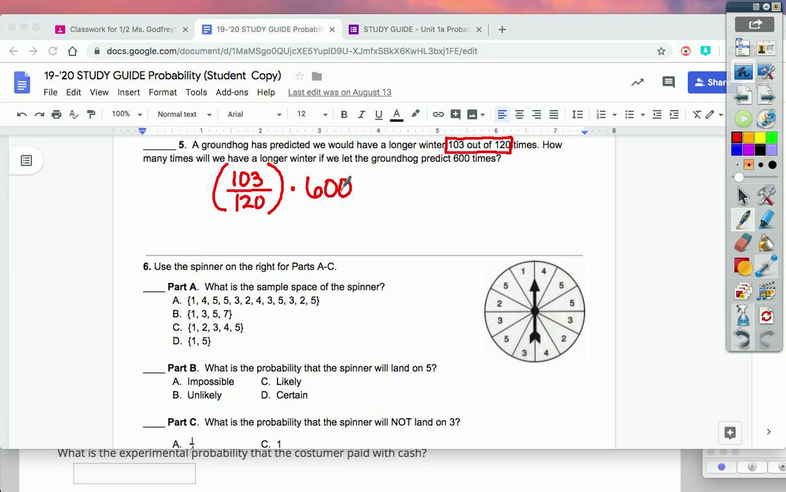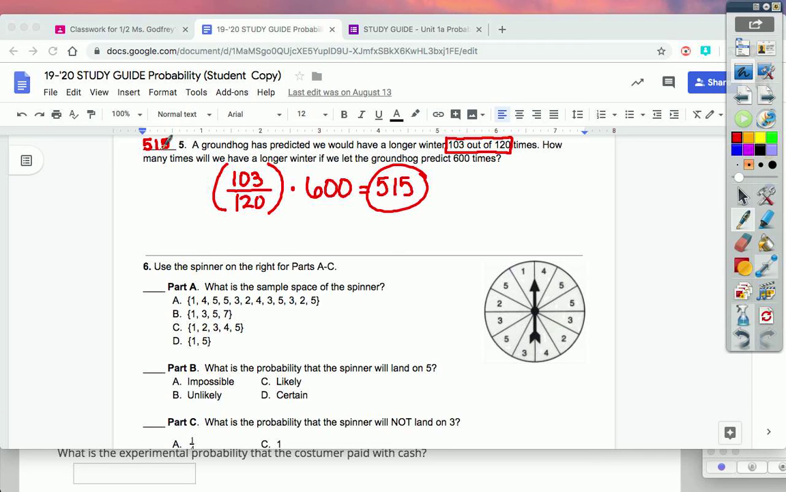Yes, you can cross multiply, that is fine. But 103 divided by 120 times 300 will give you 515. Your answer is 515 times out of 600. So 515, that's how many longer winters we will have.